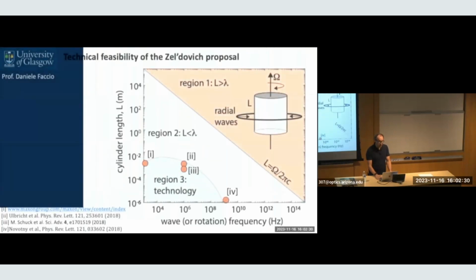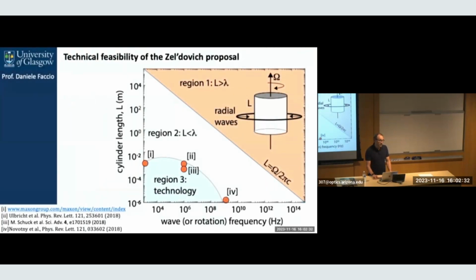The problem, though, is the actual technical feasibility of the Zel'dovich proposal, because you'll recall what you have to do is rotate your cylinder faster than the frequency of your electromagnetic wave. If you're in the optical regime, we're talking petahertz, and that's just impossible. What I'm showing here in this graph is a first approximation. There are some assumptions being made here, which I will then break, because that will be the solution to the problem.